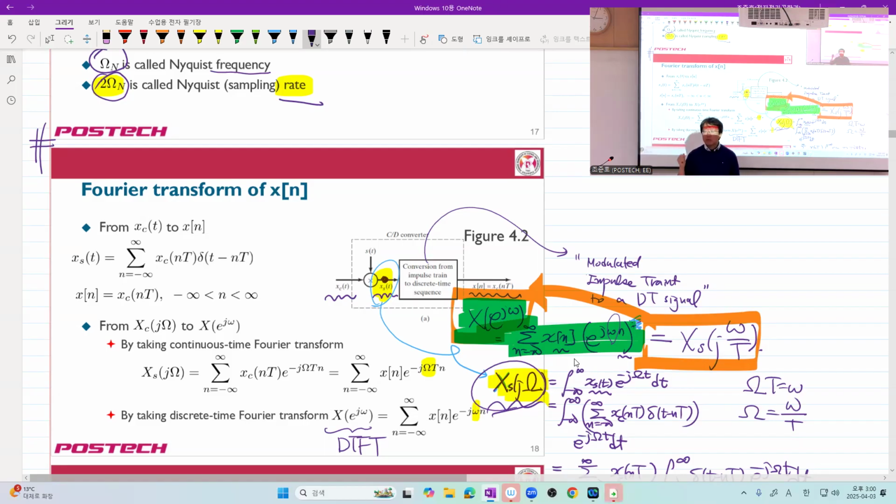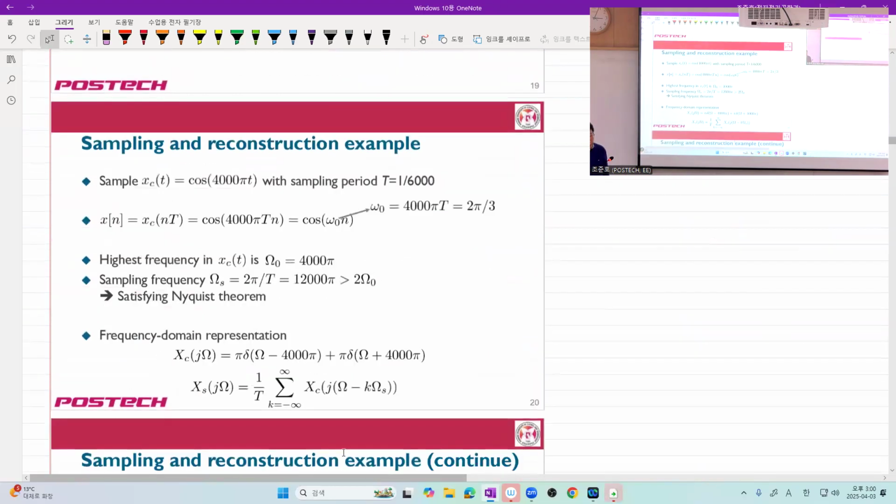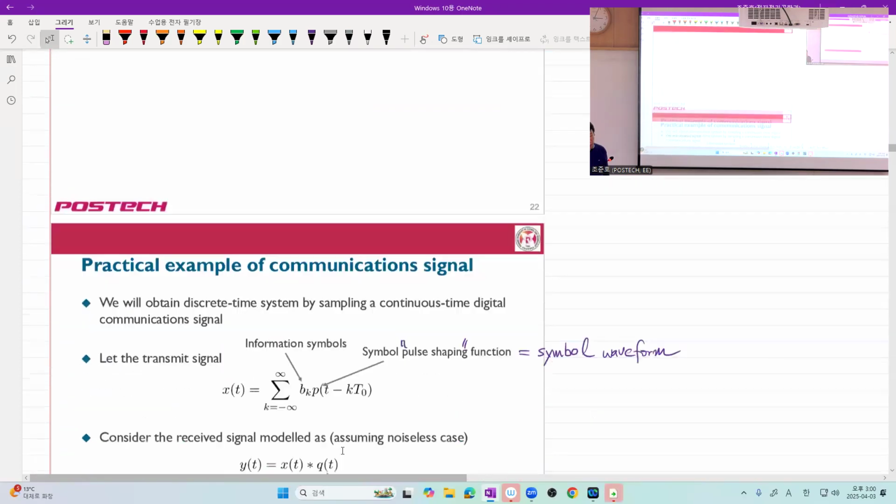This is very confusing and will occur again and again, and you will see it in some homework problems. You must remember this one. Got it? So here, you have repetition at every integer multiple of omega s. And here you have repetition at every integer multiple of 2 pi. Got it? Now, we are almost done. I will skip this part. You read it.